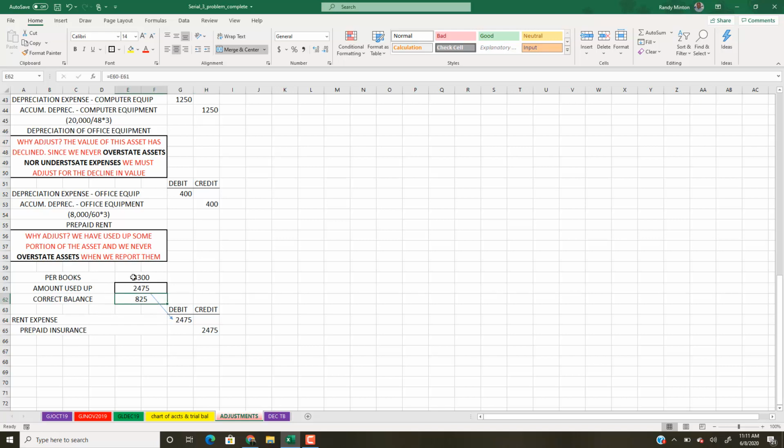The way that we get there is we look at what's on the books, then subtract the amount that's used up. In this case, we have this number here, divided by 4 times 3. That's how we got to 2475. This number minus this number gives us the correct balance. That is what is in the asset. What we're trying to get to is the expense, and there's the expense. So I have a debit to rent expense of 2475 and a credit to the prepaid insurance. Oops, that says I didn't change it. Prepaid rent.